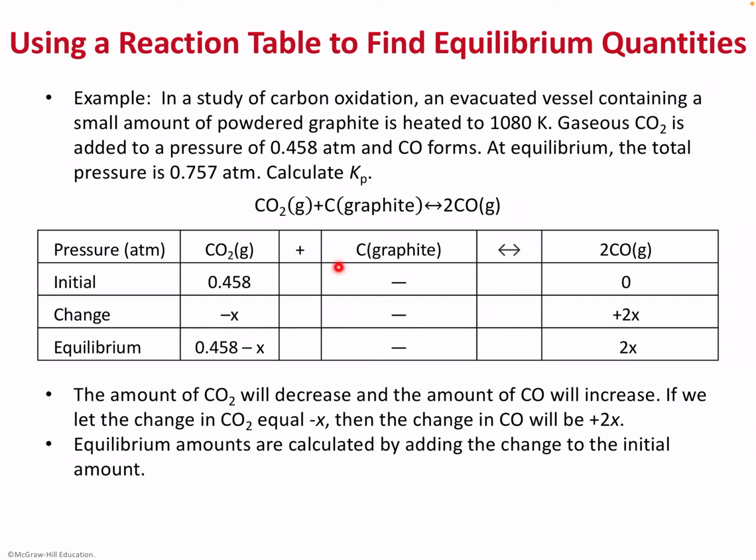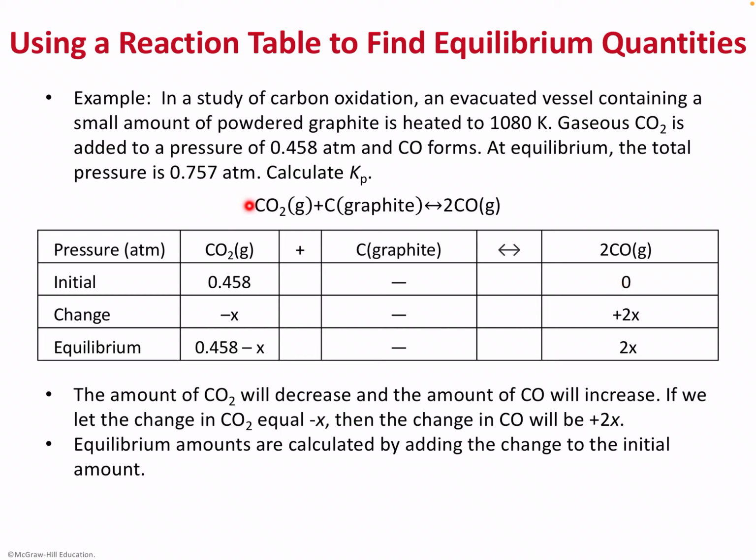That's the balanced equation. So initially, we're going to put these in terms of pressure. Initially we have carbon dioxide 0.458. Carbon doesn't matter because carbon is graphite and it is a solid. So we don't care about its quantities. Remember, for the expression for equilibrium constant, we do not put solids and liquids. Okay. And at the beginning, you have carbon dioxide, so nothing has formed. So the amount of carbon monoxide would be 0.